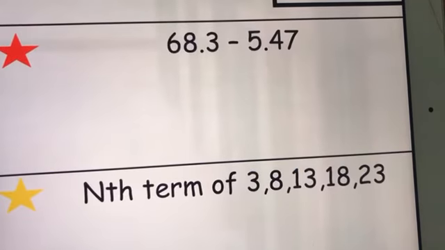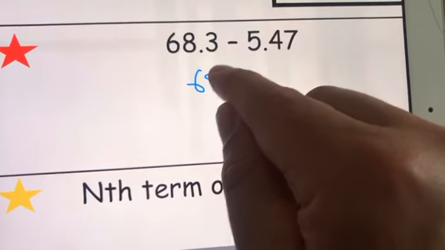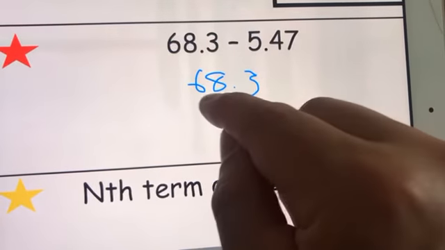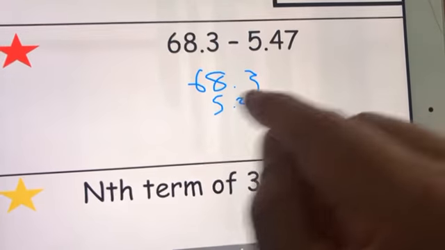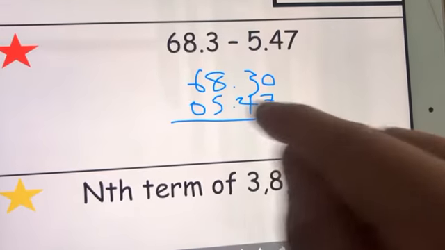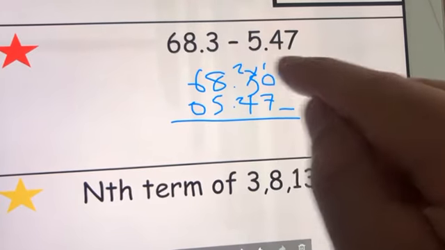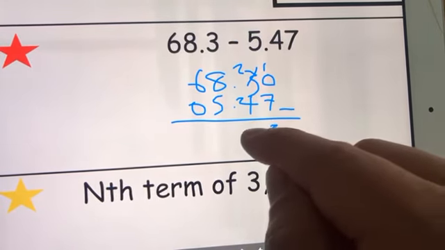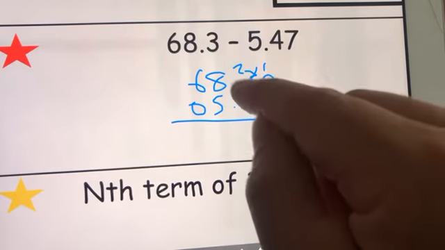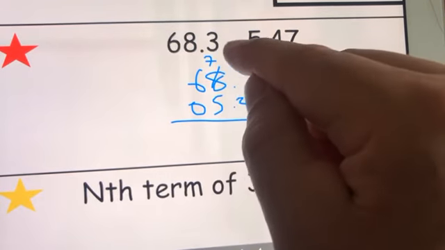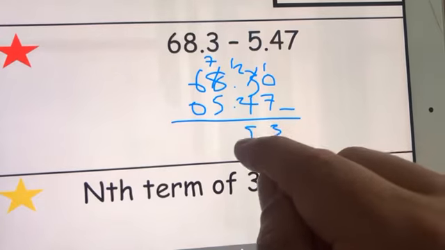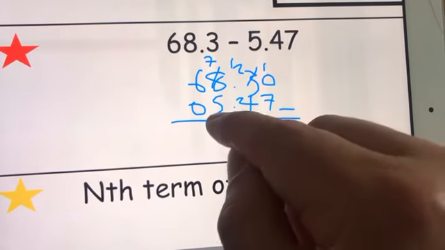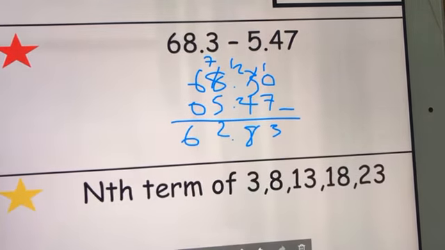Okay, 68, just a bit of taking away now. 68.3 take away 5.47. Fill in any gaps with zeros. 0 take away 7, I can't do it. 10 take away 7 is 3. 2 take away 4, sorry, can't do it, so I'm going to put that as a 7. That's a 12. 12 take away 4 is 8. 7 take away 5 is 2. And 6 take away nothing is nothing. So my answer is 62.83. 1 point.